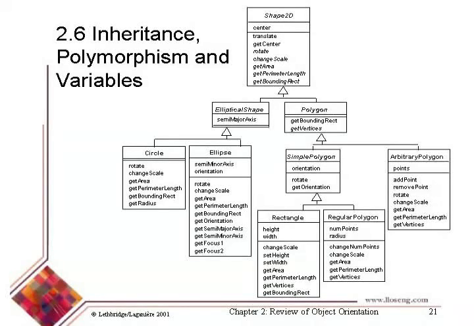First of all, let's start at the top of the hierarchy. I see Shape2D, and I see that it has an instance variable called center. What this is saying is that the only thing that we can say about a two-dimensional shape in general is that it has a center. Everything else, such as things that are found in rectangles like height and width, are only defined further down in the hierarchy.